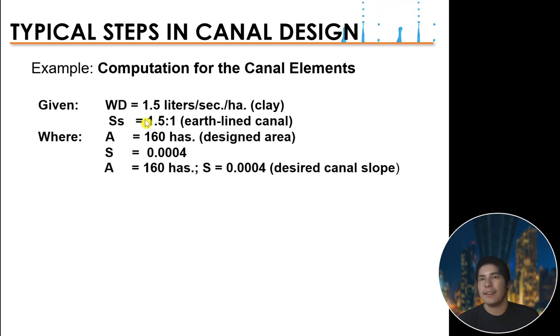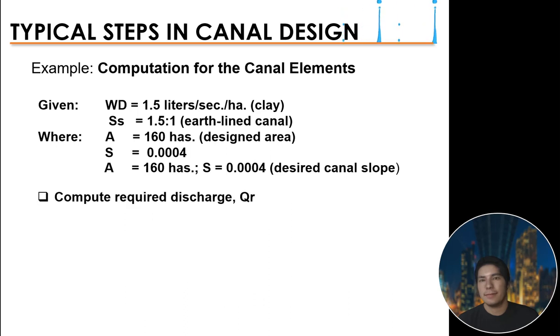Okay, so given our water duty of 1.5 liters per second per hectare, the soil is clay, and we have a side slope of 1.5 to 1, an earthen canal. The designated area is 160 hectares. We have a bed slope of 0.0004. So first, we need to compute for the required discharge, the QR.